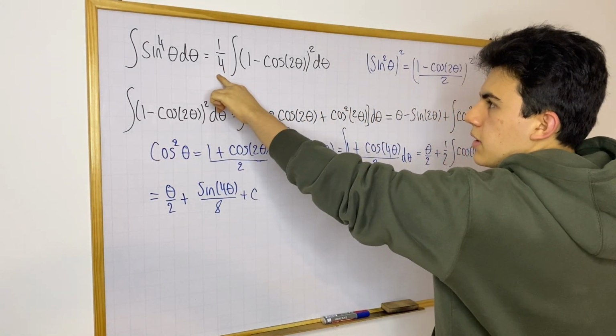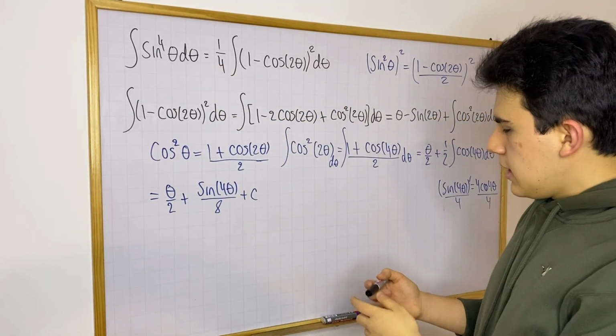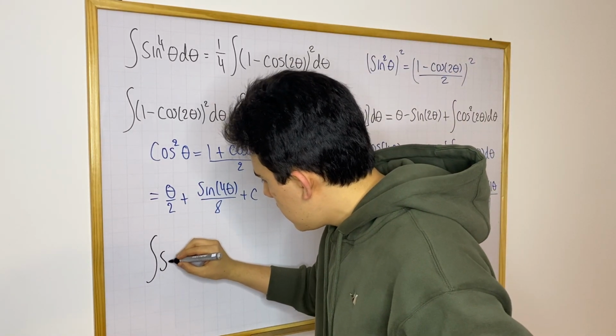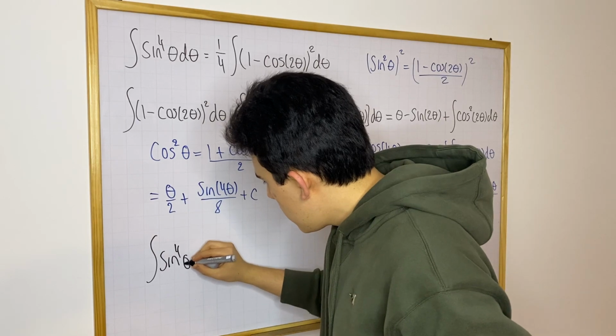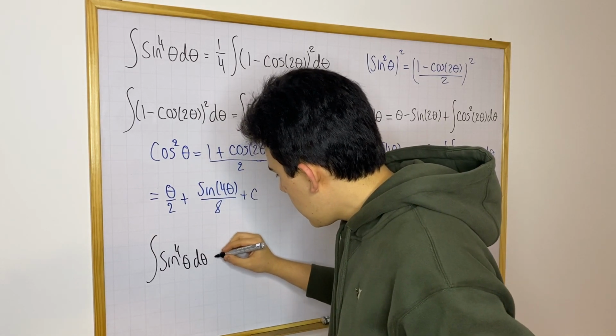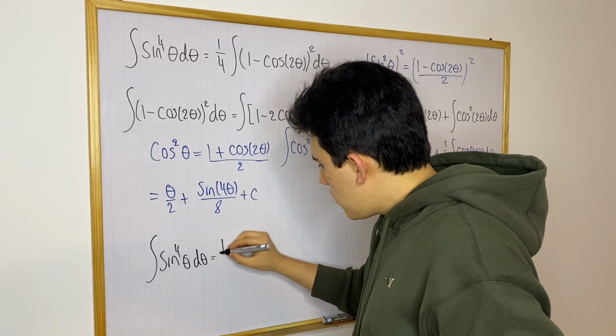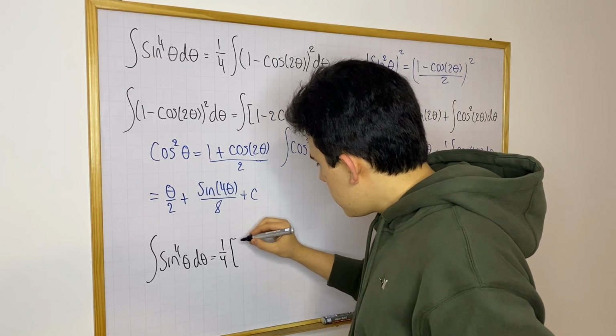And then we just need to multiply by 1 over 4. So let's see what we get in the end. I'm going to write it like this. The integral of sine to the 4th power theta d theta is going to be equal to 1 over 4 times this. Now let's see what we got first.